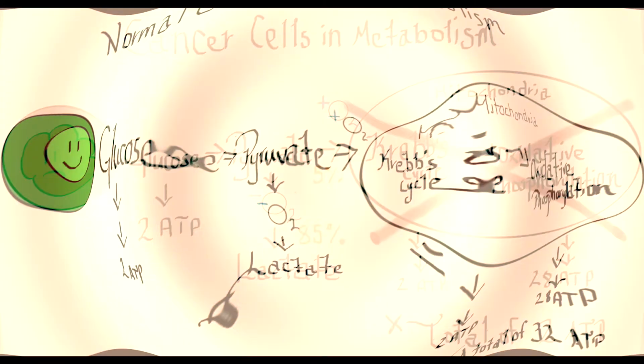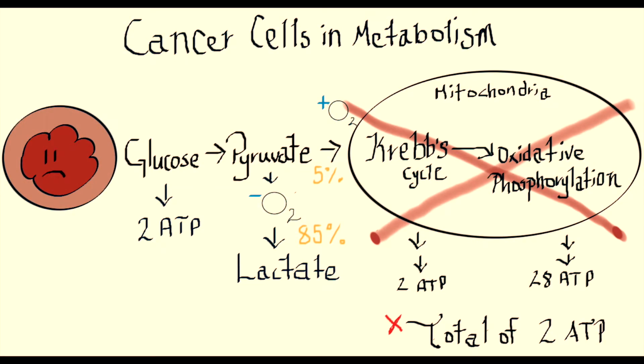Next, we have cancer cells in metabolism. Starting from glucose, it creates 2 ATP. Then it moves into pyruvate. Here is the difference. Without the presence of oxygen, 85% of the cells will create lactate, and 5% with the presence of oxygen will move on into the mitochondria process. This will lead the cells to have 2 ATP made by glucose.